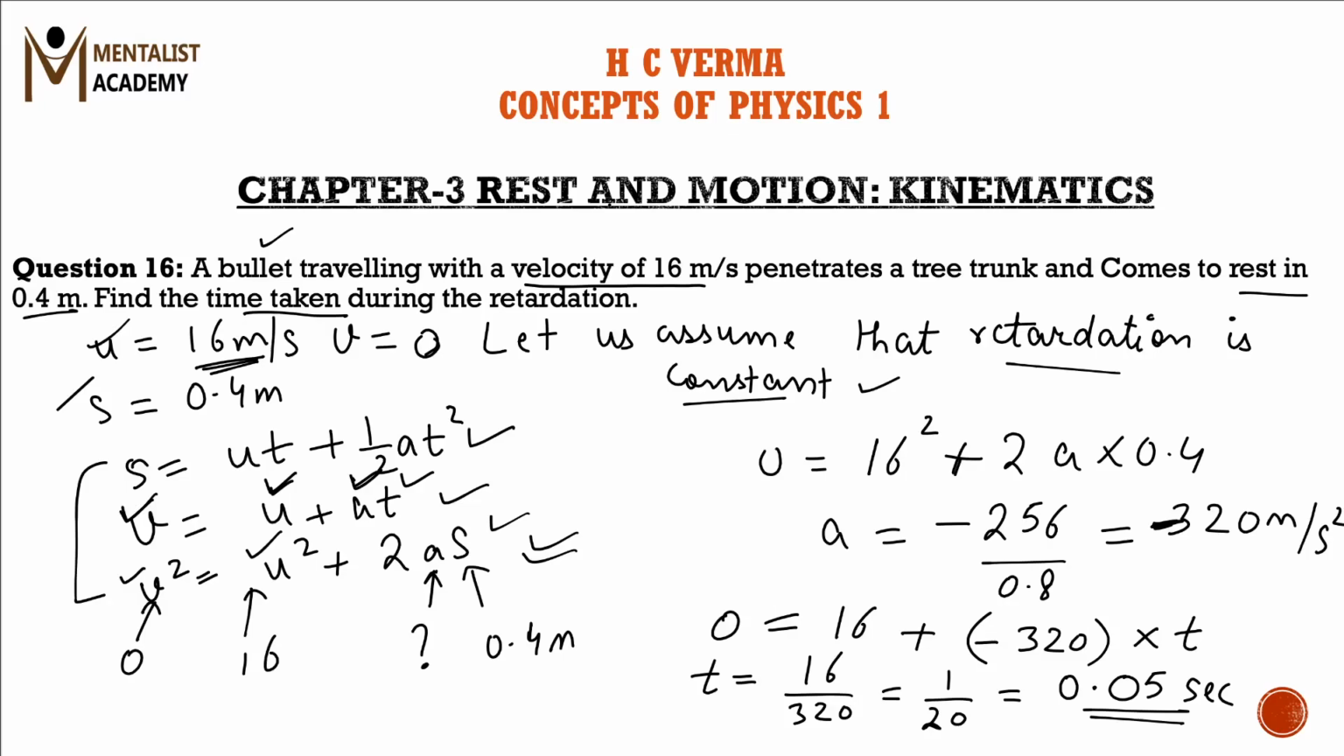I hope you have understood this question. It was a simple question in which we are using two Newtonian equations of motion. We just need to assume that the retardation is constant, and we will simply put the values in the equations and solve for t.